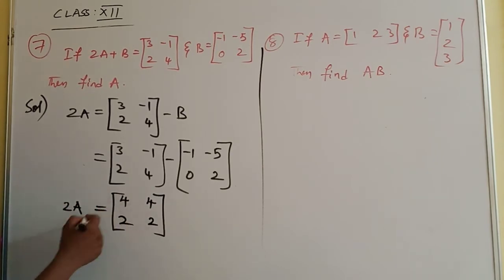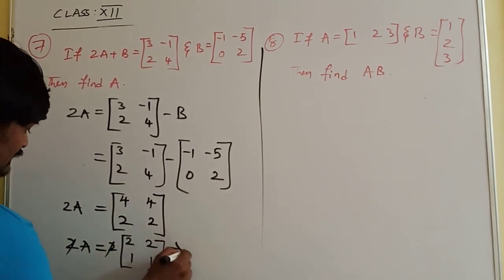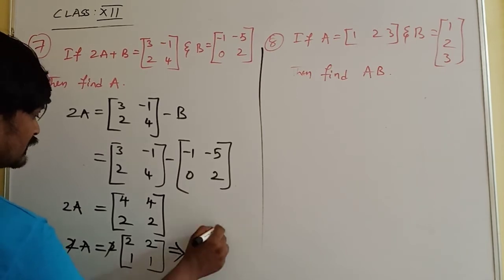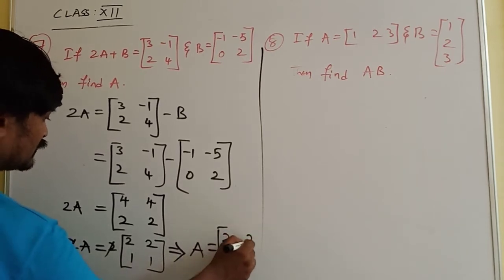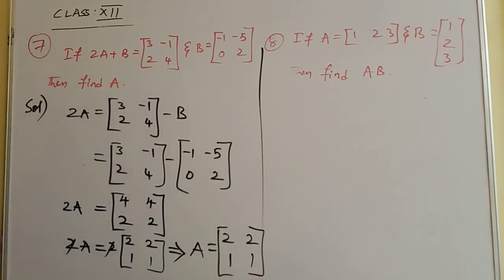Now here 2 is common in this. So 2a is equal to... here 2 is common. 2 2s are 4, 2 2s are 4, 2 1s are 2, 1s are... So the 2s get cancelled. At last, this implies a is equal to 2 2 1 1. This is about your answer for your problem number 7.